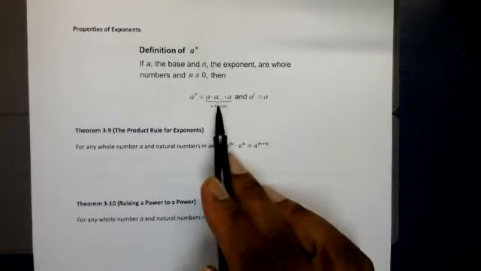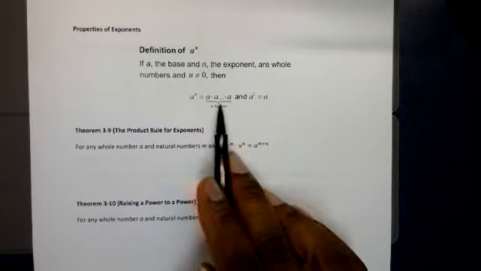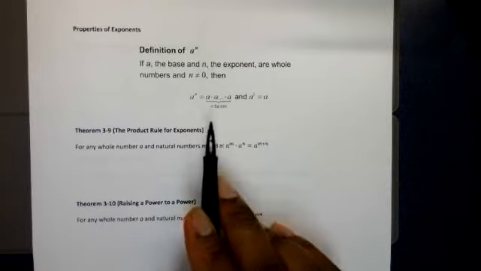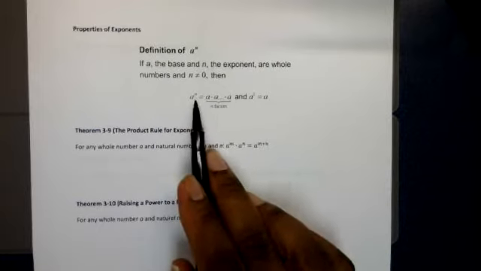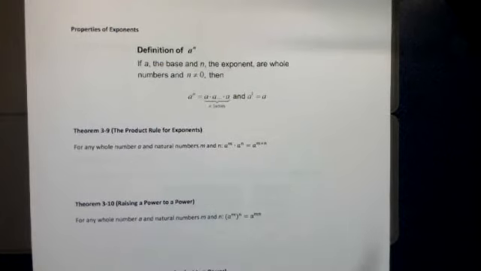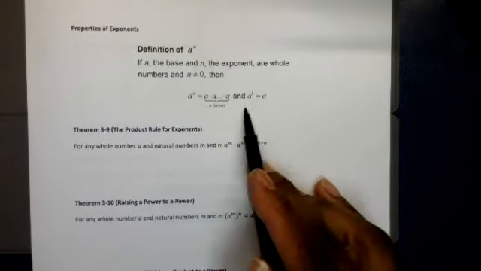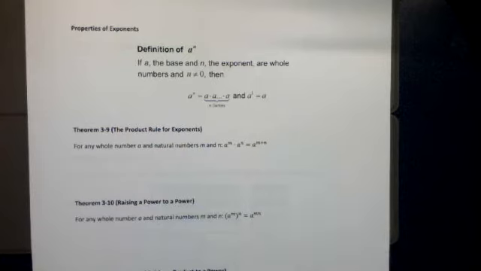a to the n breaks up as a times a times, and so on. So a would be multiplied n times. That exponent tells us how many times a will be multiplied, will be used as a factor. And also a to the first power is understood to be a.